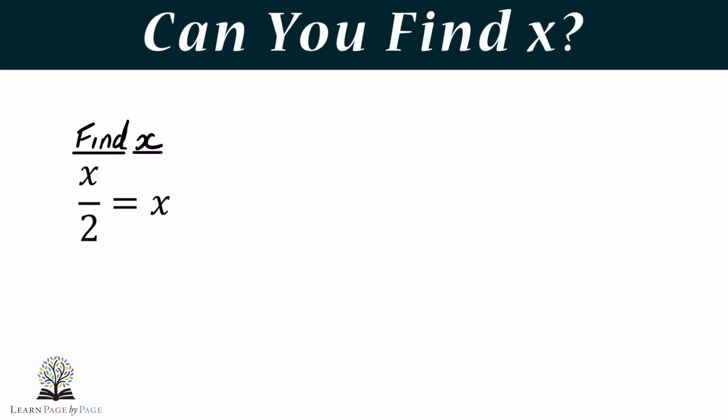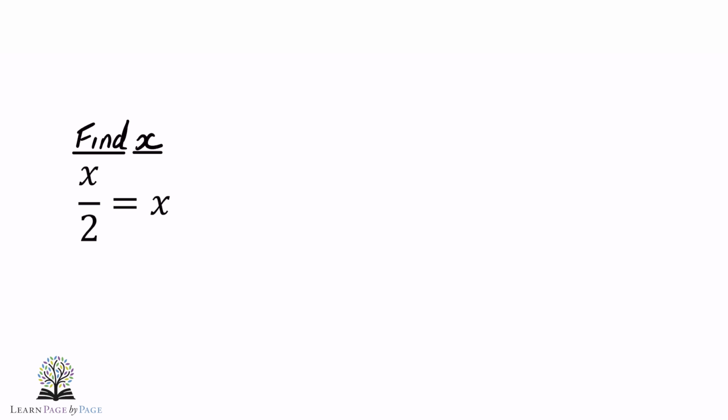I'll first do the incorrect method and I'll show you what happens when we solve it. No, we should solve equations. Anyway, let's dive straight in and we'll see what I mean. If I do the incorrect method over here, so we have x over 2 equals x.